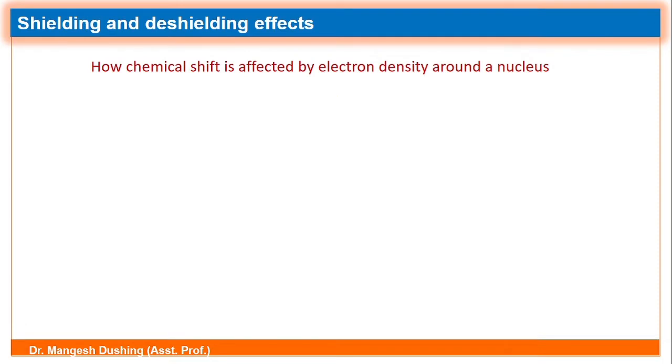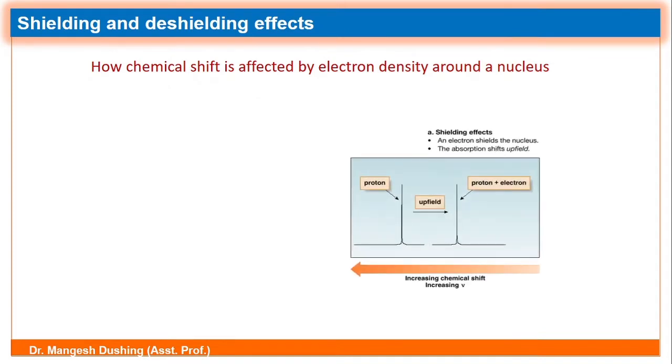How the chemical shift is affected by the electron density around the nucleus. Now we will learn that, for example, the shielding effect. The electron shields a nucleus, because as the electron density is high, what will happen? They induce a high magnetic field, and because of that we require a higher magnetic field to excite that nucleus.